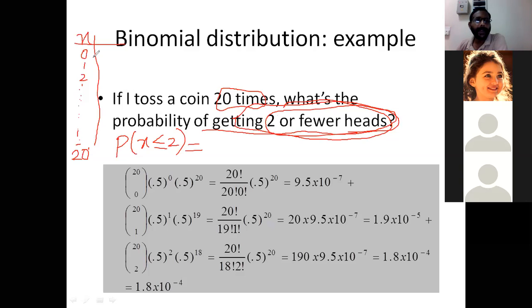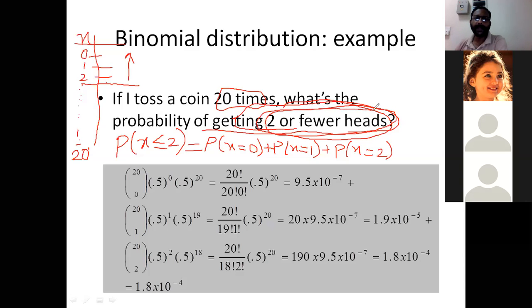So what we can do is add the probabilities of all of these. Add the probability of 2, add the probability of 1, add the probability of 0. So we can write it as probability of x equal 0 plus probability of x equal 1 plus probability of x equal 2. Can we add the probability of x equal 3? We cannot. Why? Because the question asked for 2 and below. Right?